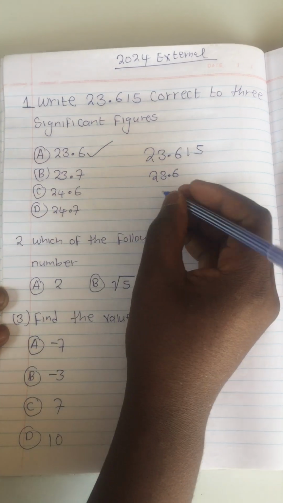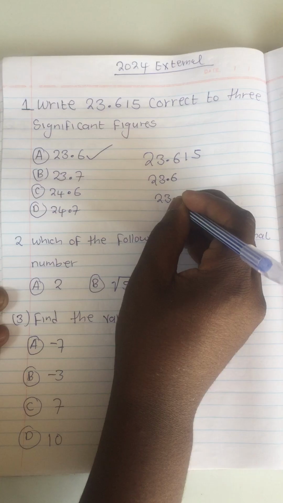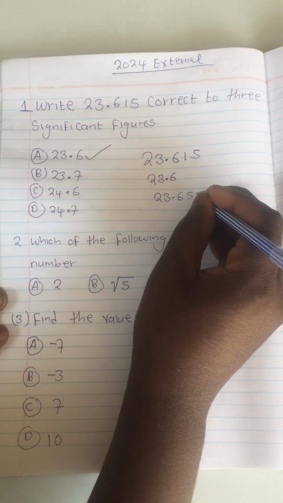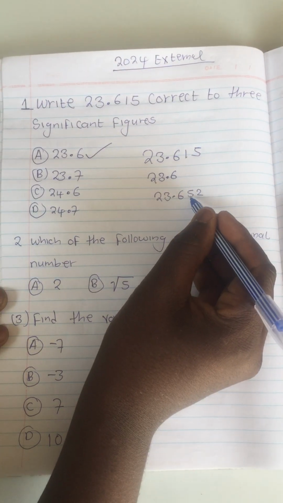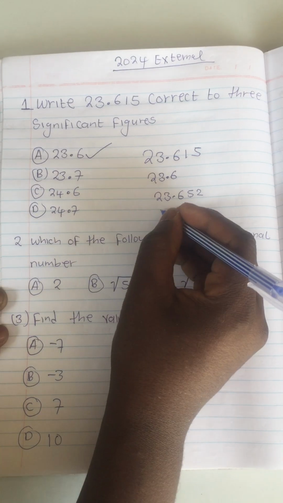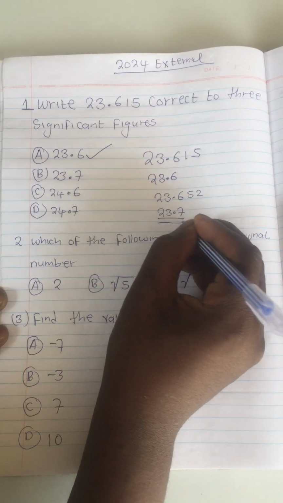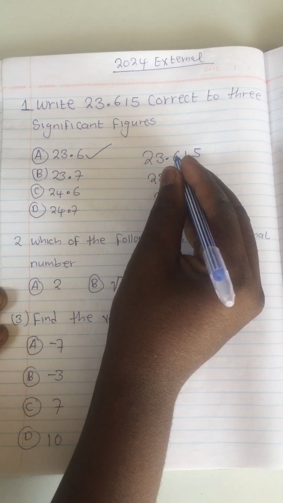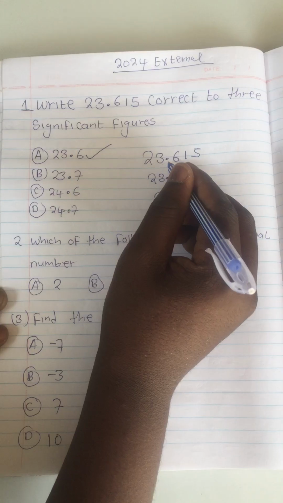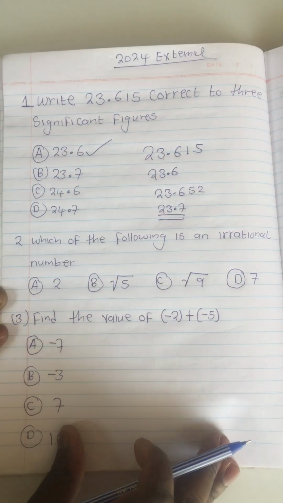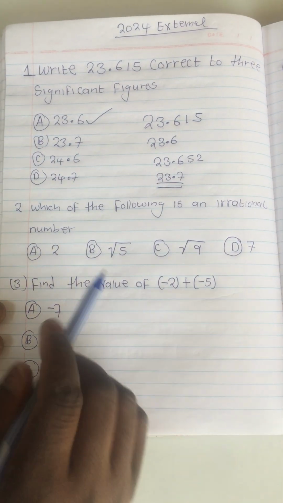But if it was 23.652, you can get 1 from 5 to add to 6, so it would have become 23.7. But for this one, it is 1, you can't add, so it will be 23.6, which is this one.